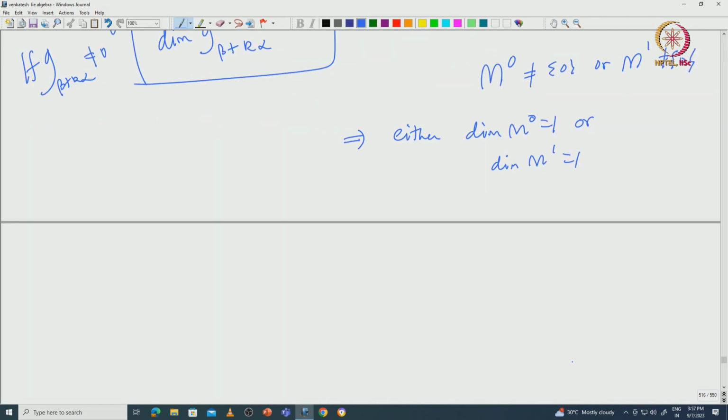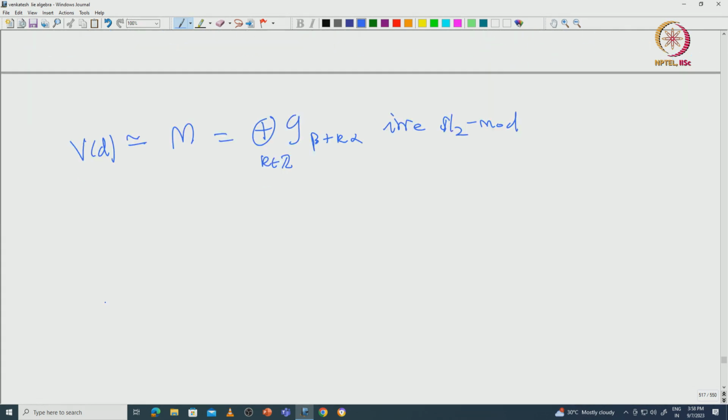So, that means this M that we have is indeed an irreducible SL2 module. In particular, this will be isomorphic to some V_d. Now note that we already know what all the H alpha eigenvalues of this V_d are. That is nothing but starting with d, d minus 2 and so on, up to minus d plus 2 and then minus d.